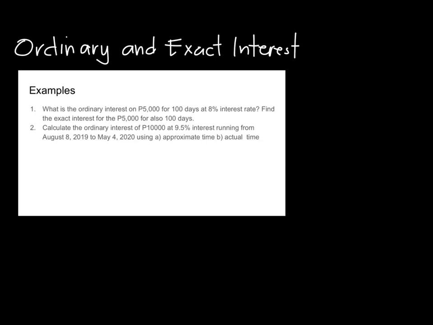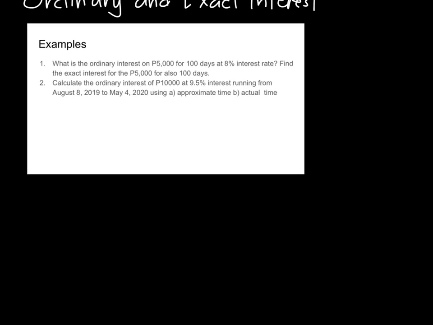Now, we should know that ordinary and exact interest are types of simple interest. So in the problems that we are going to solve, the primary formula that we will be applying is I equals PRT, the basic formula for simple interest. And we will only apply the concept of ordinary and exact interest on how we place the time in the formula. The principal is the same value that we consider whenever we solve for simple interest. The R is still the rate of interest.